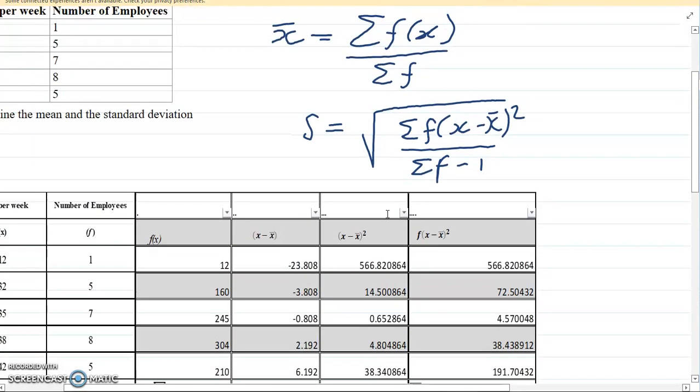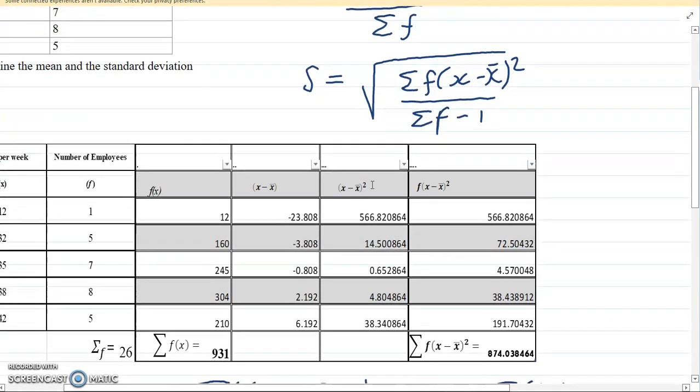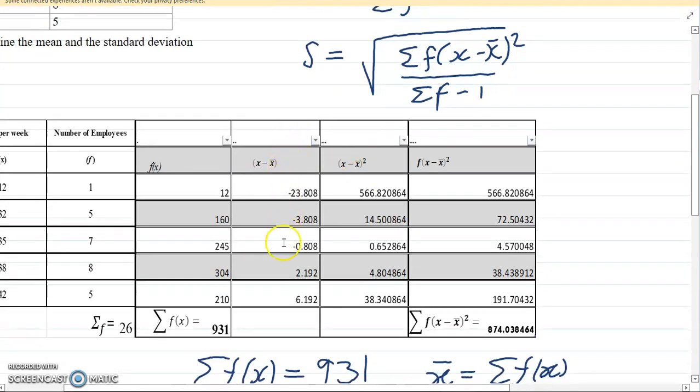So now we need to find the standard deviation according to the question. And for the standard deviation formula, first of all, we need x minus x bar, the deviations. All right, so I went ahead and did this in this column right here.